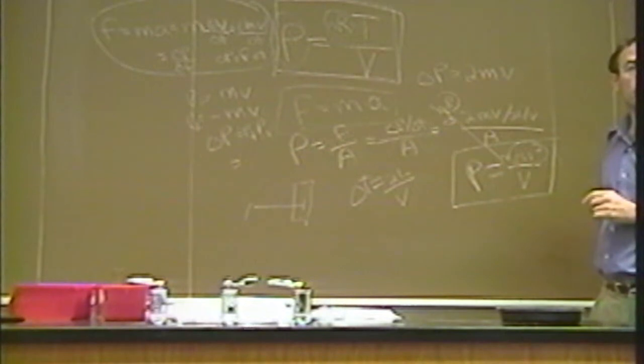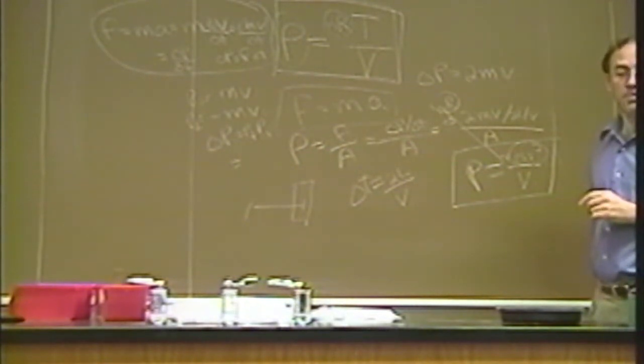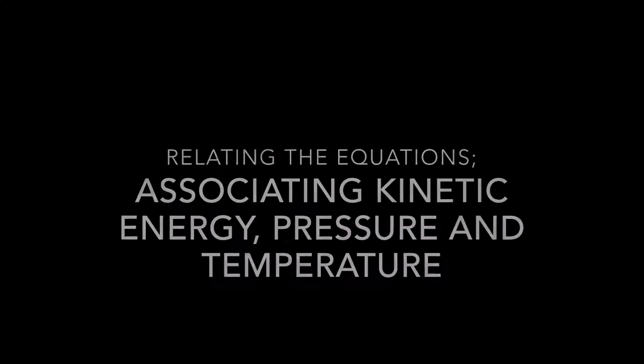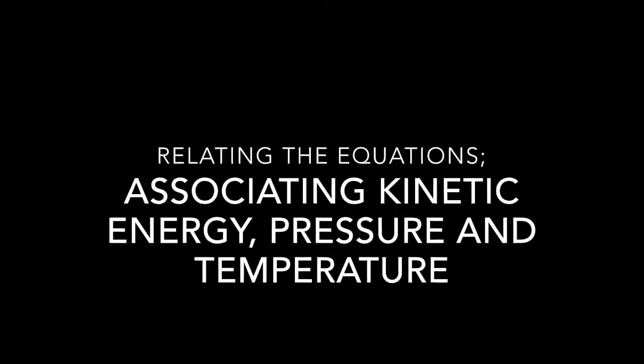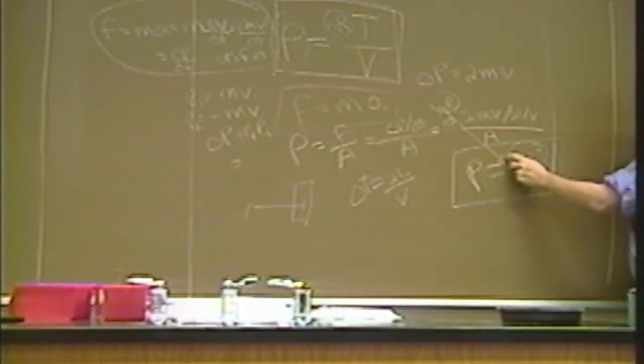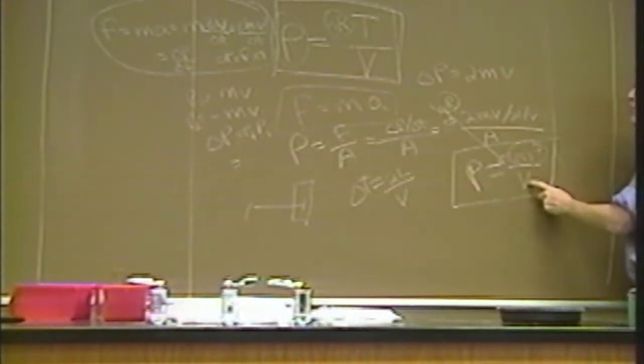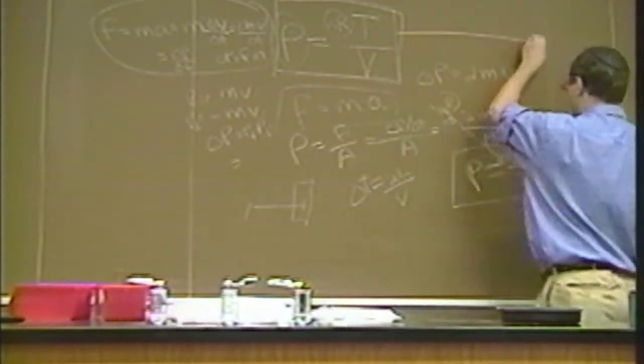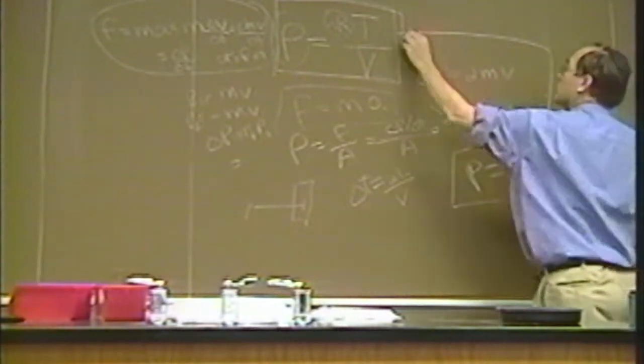If we have a two velocity up and down, so which velocity per collision? We'll do that in a minute. P, pressure, is equal to the number of molecules times mv squared over v. What do we see when we compare these two formulas?